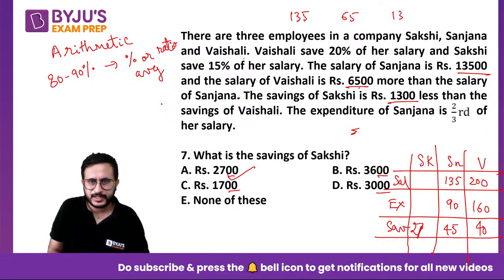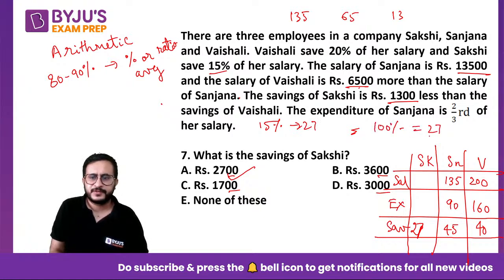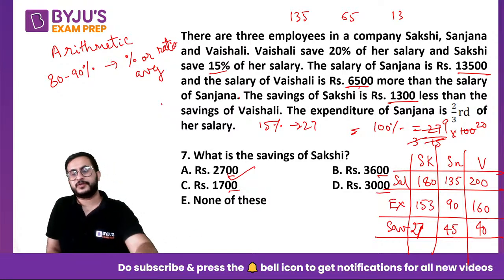But let's put the answer also. So 15% is 27. So what will be 100%? 100% will be 27 upon 15 into 100. Okay, so divide by 5, that is 180. And we subtract it, this will be 153. So this is how you can fill the table.